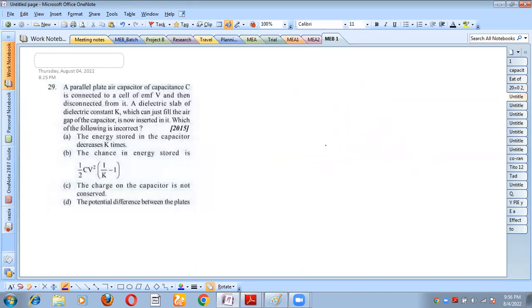Both of you try this. This is a NEET 2015 question. Both of you try this one.